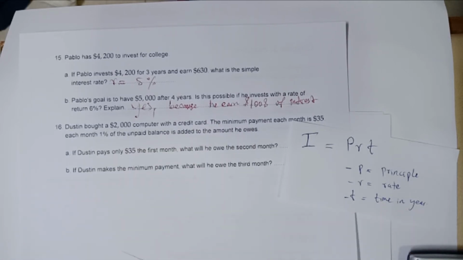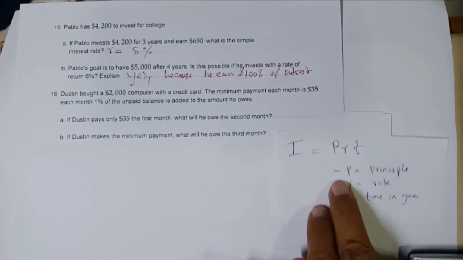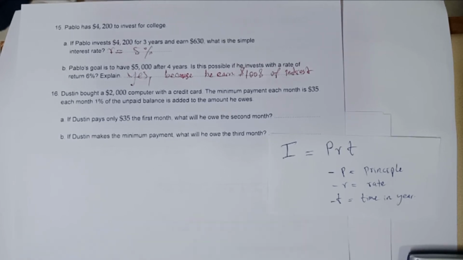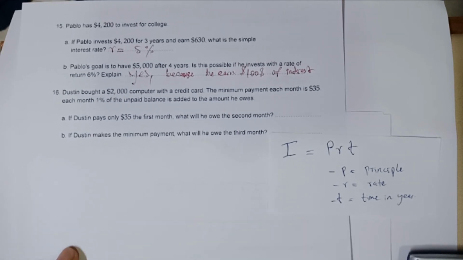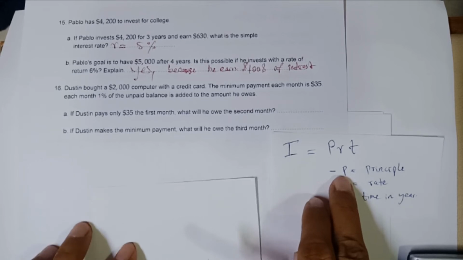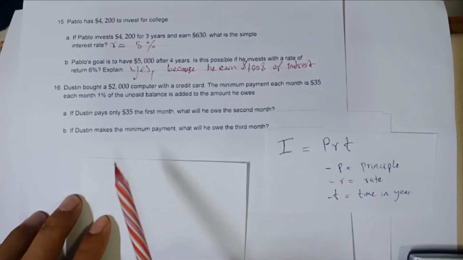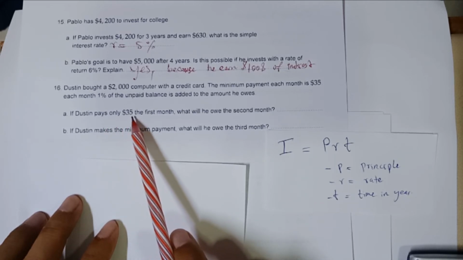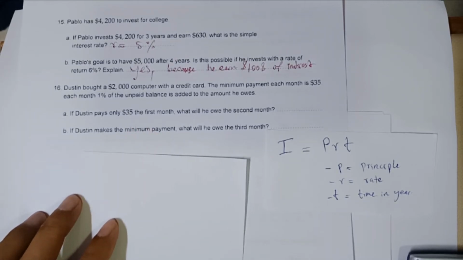Number 16. Okay, for number 16, Dustin bought a $2,000 computer with a credit card. The minimum payment each month is $35. Each month, 1% of the unpaid balance is added to the amount he owes. Okay, so first of all, if Dustin pays only $35 the first month, what will he owe the second month?